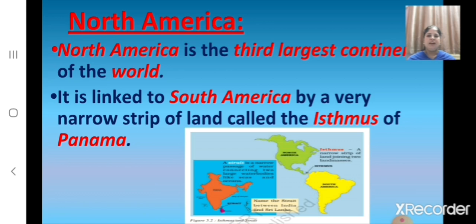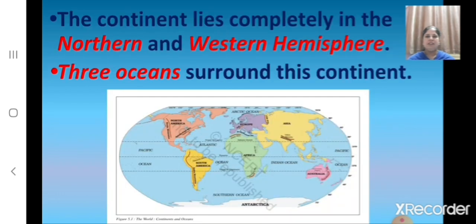So we can see that North America is linked to South America by a very narrow strip of land. And what is it called? It is called the Isthmus of Panama. And children, where does the continent of North America lie? The continent of North America lies completely in the northern and western hemisphere.